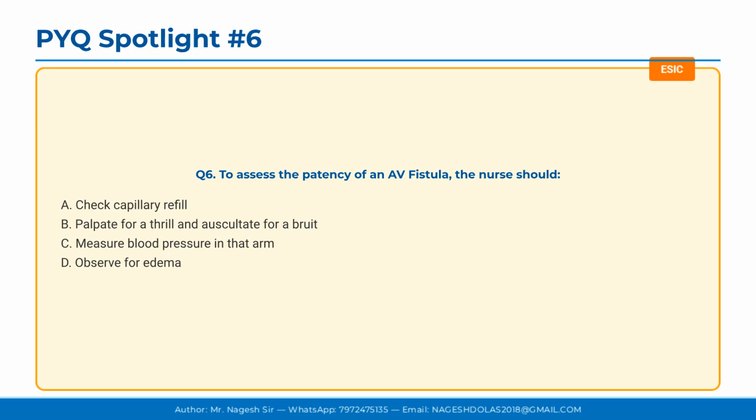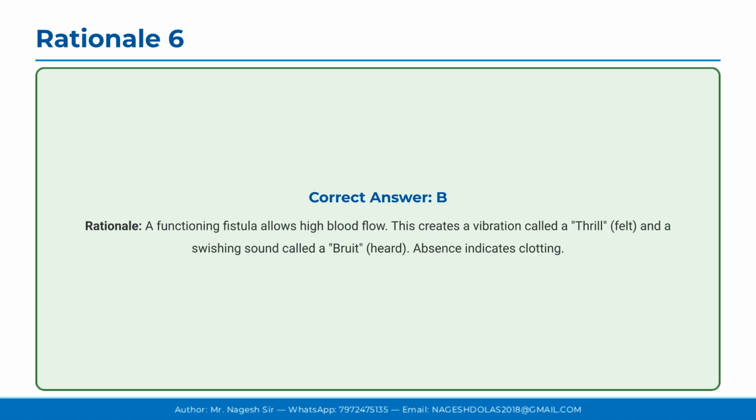PYQ Spotlight number 6. To assess the patency of an AV fistula, the nurse should A. Check capillary refill, B. Palpate for a thrill and auscultate for a bruit, C. Measure blood pressure in that arm, or D. Observe for edema? The correct answer is B. Palpating for the thrill and auscultating for the bruit indicates proper blood flow and a patent fistula. Absence of these suggests clotting.